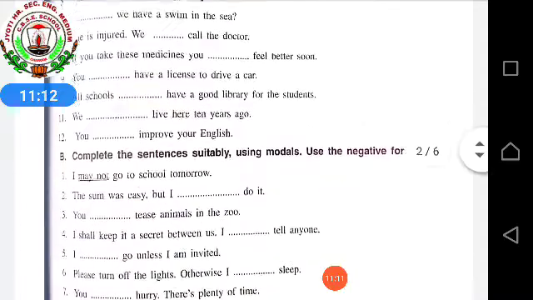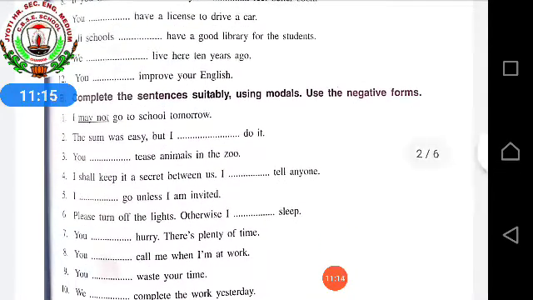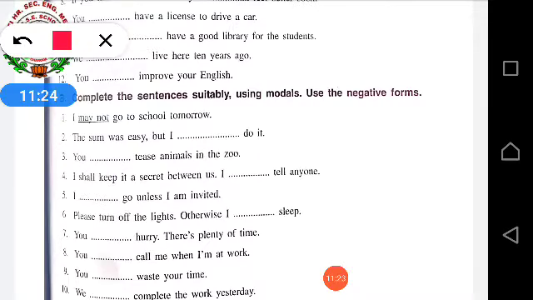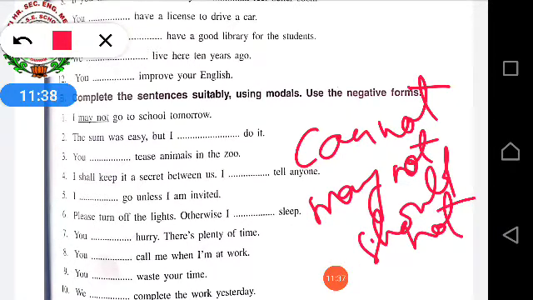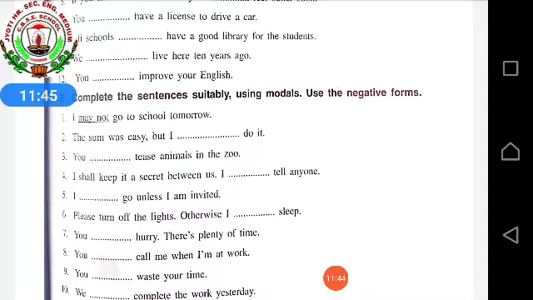Okay. Next question, complete the sentence suitably using modals. Use the negative form. Here you have to use the negative form. Negative means what? No, not. So with all the modals you have to use no, not. Like can will become cannot. May will become may not. Should will become should not. So in this way you have to add not with all the modals that you are using according to the sentence. First one already given.